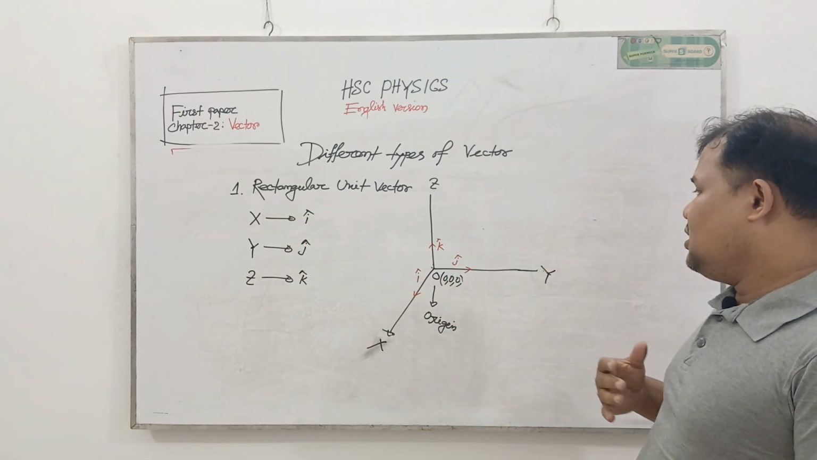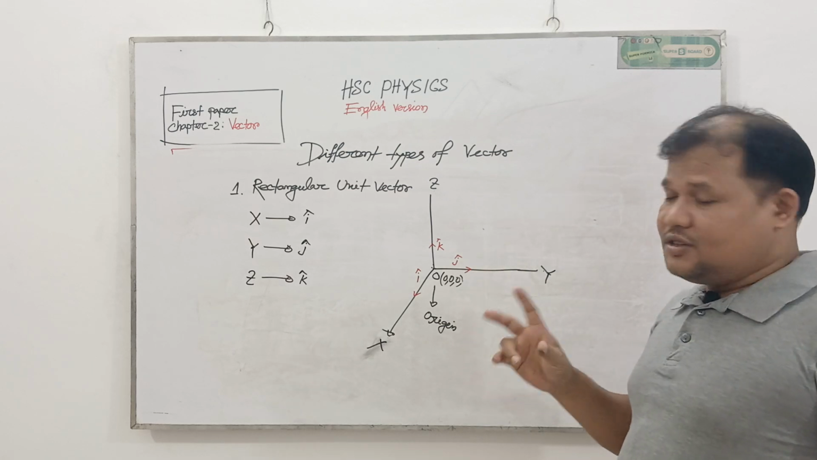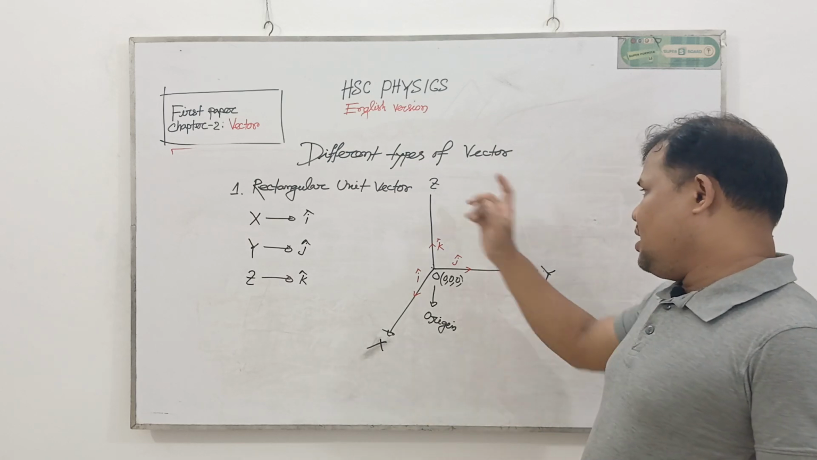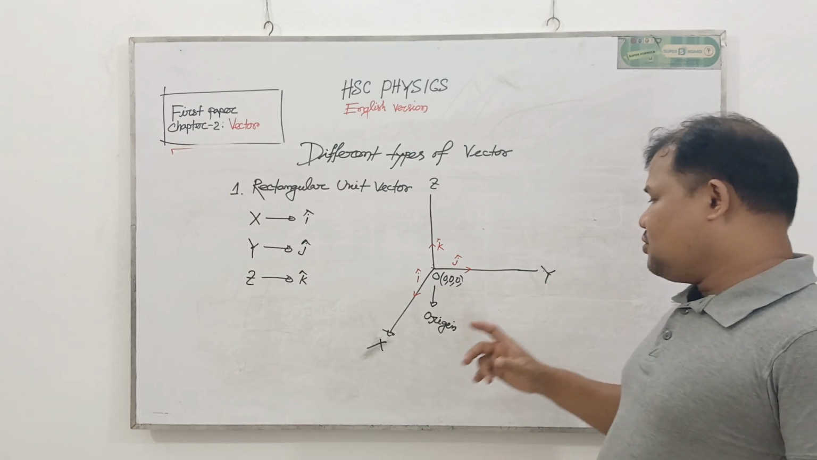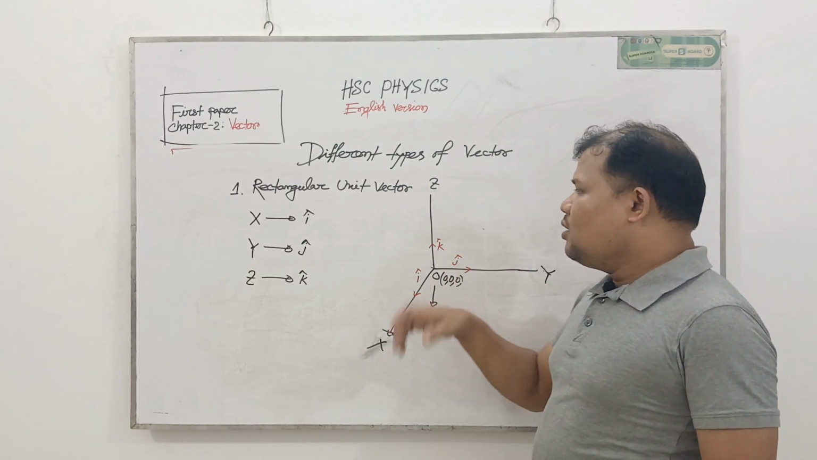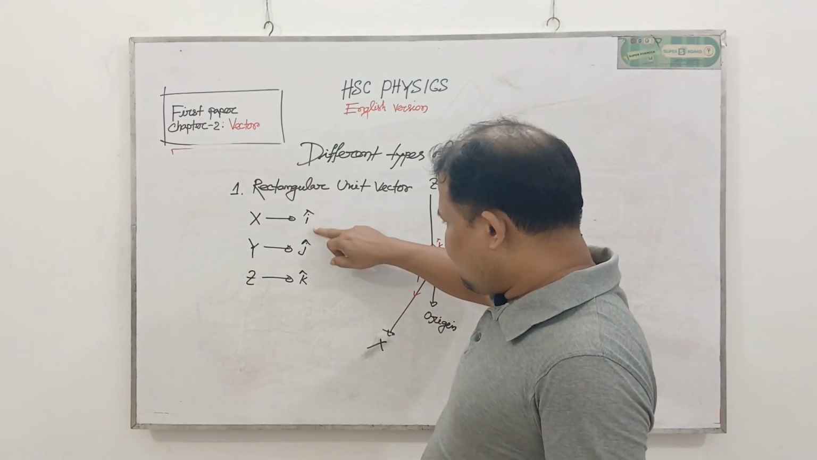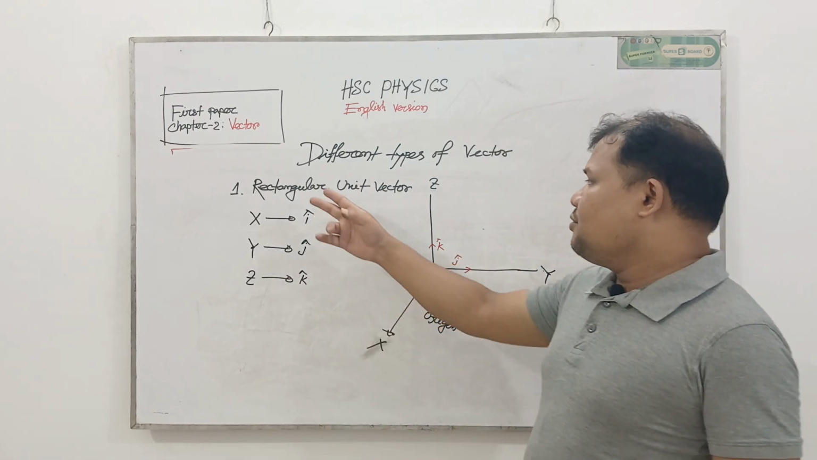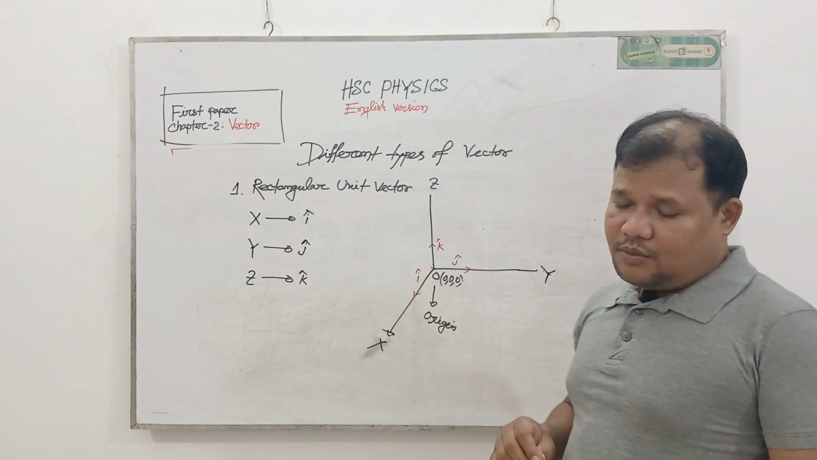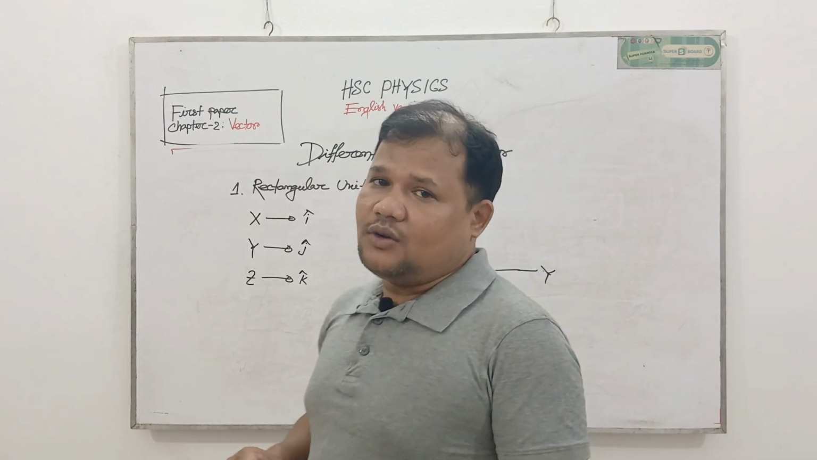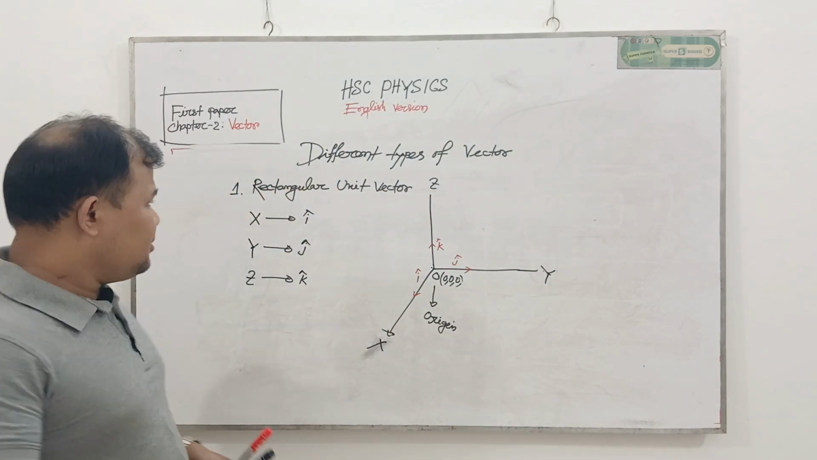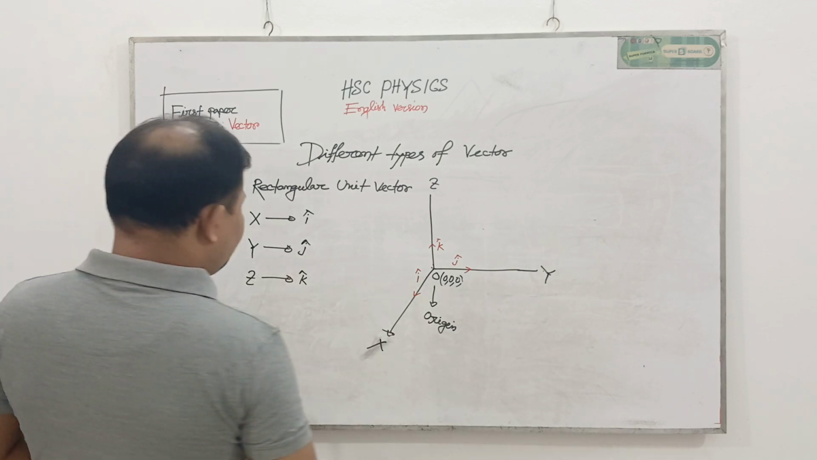What is the definition? In our Cartesian coordinate system, we use three positive axes x, y and z, and along the positive sides of x, y, z, we use three unit vectors i cap, j cap and k cap. The name of these three vectors is rectangular unit vectors. My dear students, I think all of you clearly understand. Now we learn another vector, the positional vector.